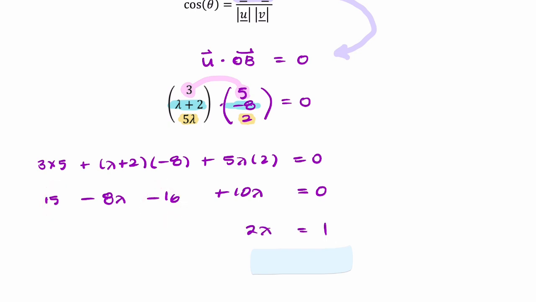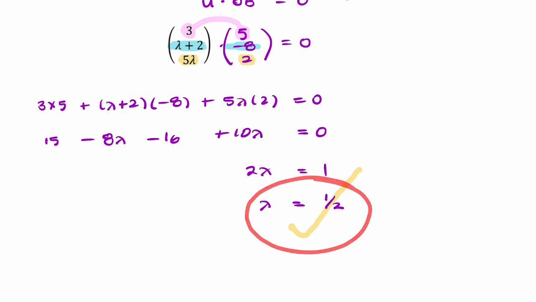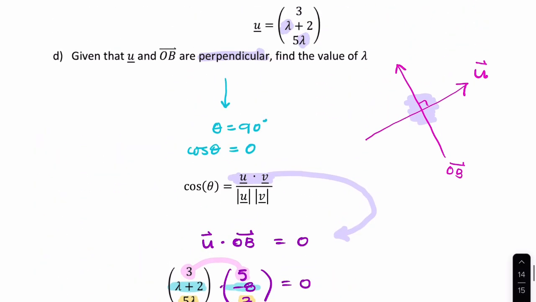If you move that to the other side, by adding 1 to both sides, you have 1. And -8 lambda plus 10 lambda gives you 2 lambda. If you divide both sides by 2, you end up with a value of lambda equals half. So that is our answer. So for lambda equals half, that is the value of lambda that will make u perpendicular to OB.